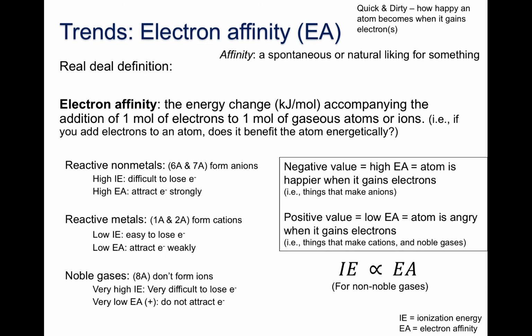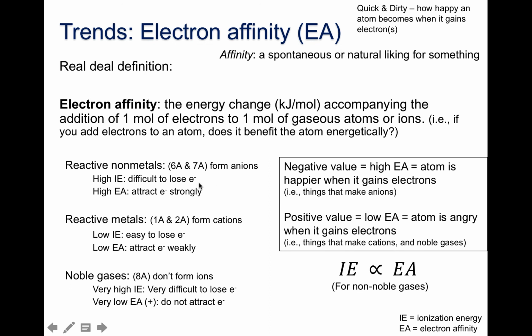If the atom has to use energy in order to keep those electrons nearby, that's not going to be very energetically favorable. And so those atoms would be said to have low electron affinity. The trends are a little bit difficult for this property because it depends on which element you're talking about. But in general, your reactive nonmetals, so think of things like oxygen and phosphorus and fluorine, are going to tend to form anions.